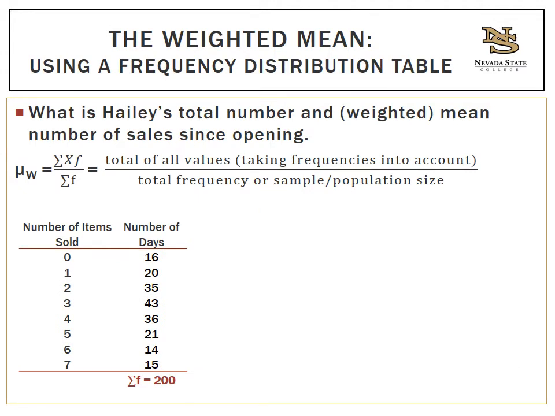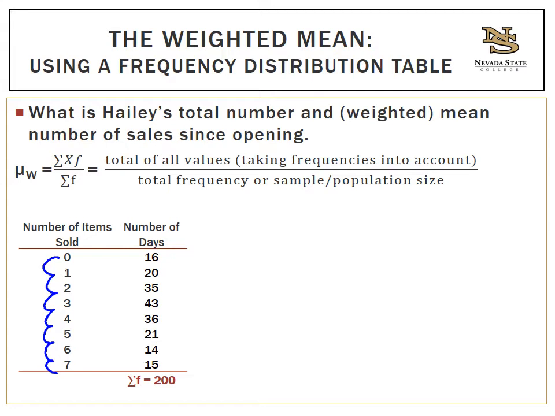So now you can see the formula that we're going to be using and just the table for the data. So remember, Haley wants to know the total number and the weighted mean number of sales since opening. So to get the total number of sales, we can't just say, okay, total number of items sold, 0 plus 1 plus 2 plus 3 plus 4, 5. Can't do that, remember? You have to take the frequency into account.